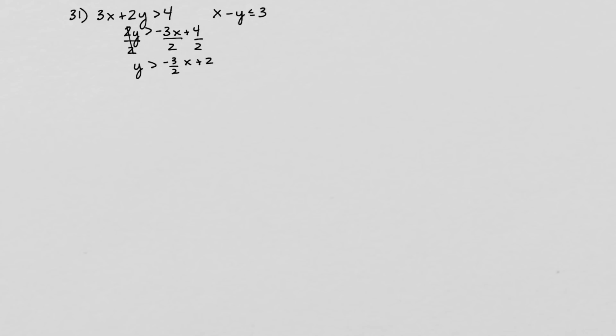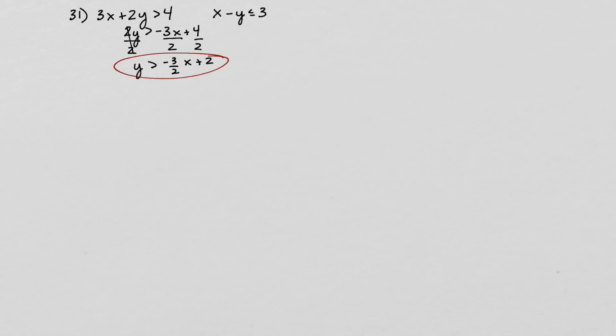So we have one more problem to try. It's another one of these systems. So 3x plus 2y greater than 4, and x minus y less than or equal to 3. So again, the first thing I'm going to do is solve each of these for y. So 2y is greater than minus 3x plus 4. Divide everything by 2. Y is greater than minus 3/2 x plus 2.